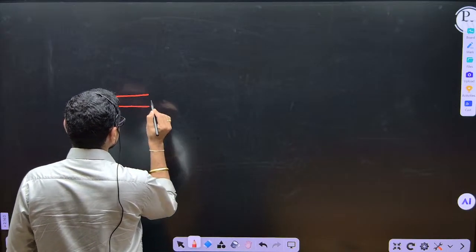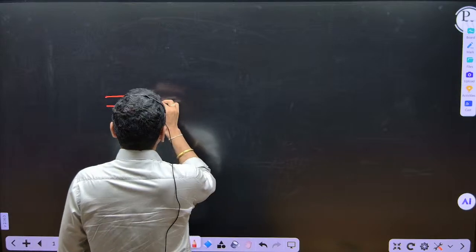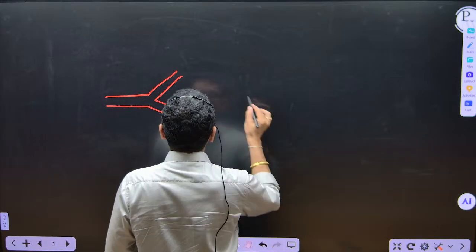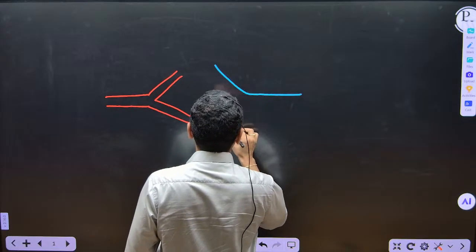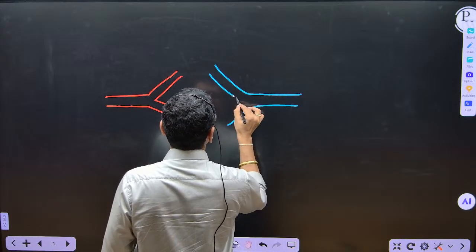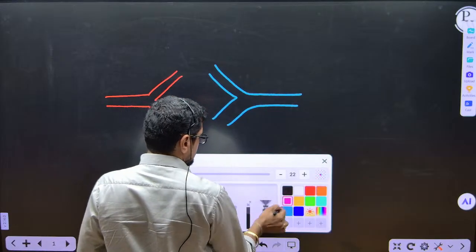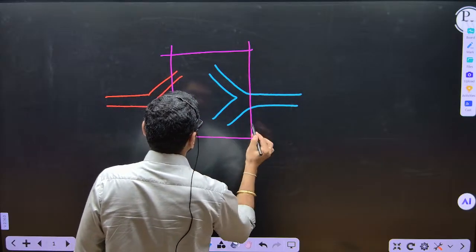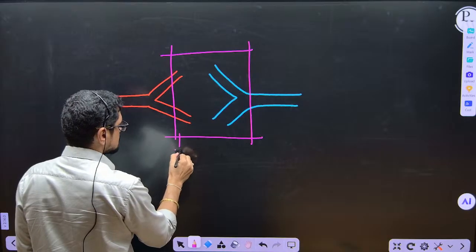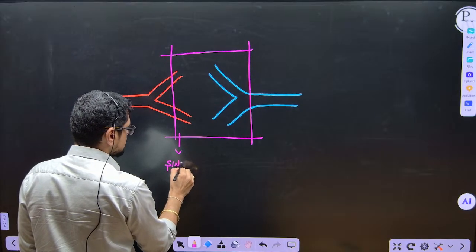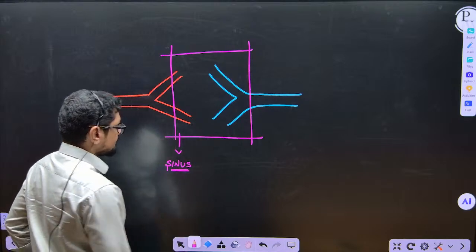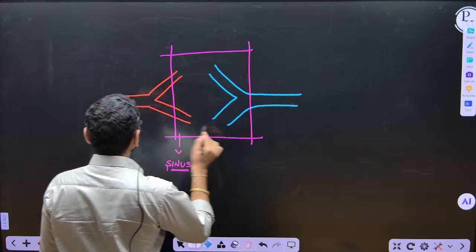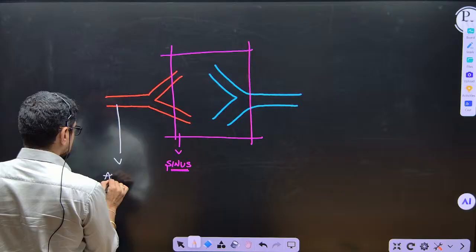Imagine this as the blood vessel. This blood vessel, an artery, divides into arterioles like this. And imagine these are venules which combine to form veins. Let us imagine this as the empty space present in the body, and I am calling this empty space a sinus. So now, this is the artery.